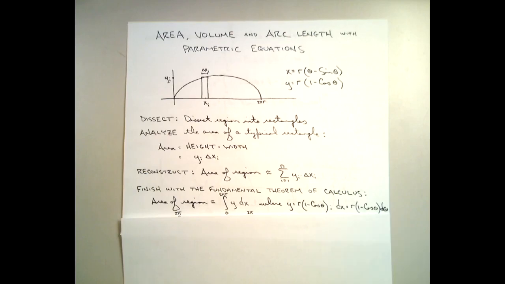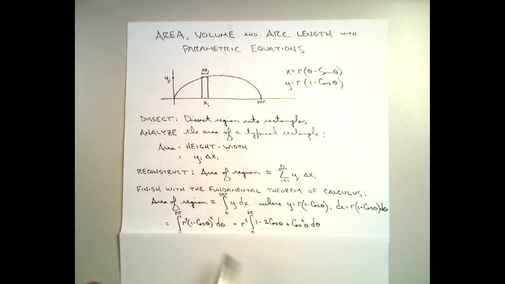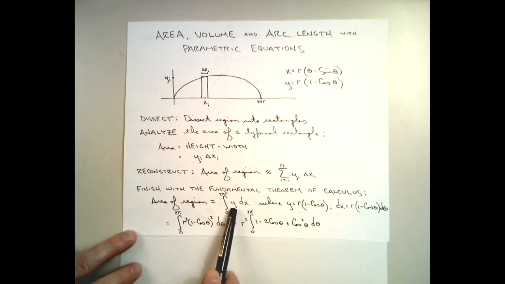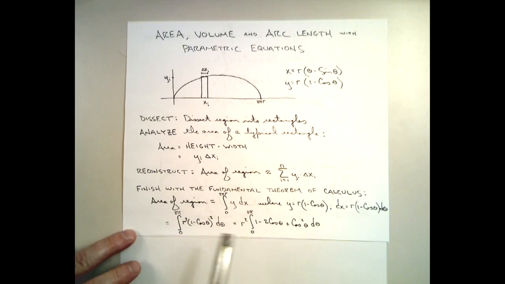And so we'll just put all that back together again. In place of y, I'm writing r times 1 minus cosine theta. In place of dx, I'm writing r times 1 minus cosine theta d theta. So that's going to give me r squared times 1 minus cosine theta squared d theta.